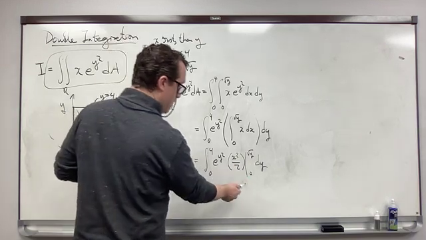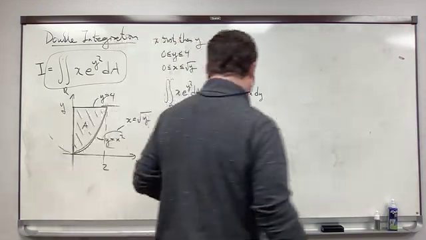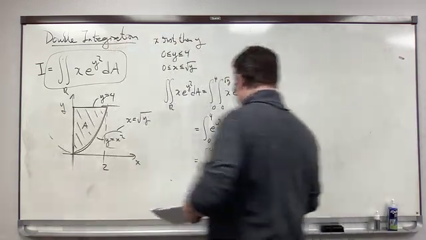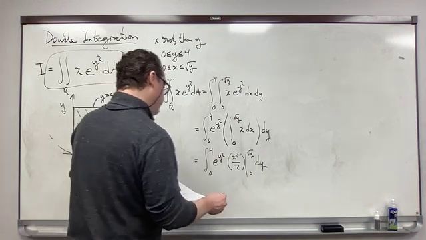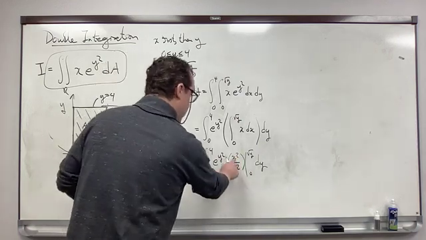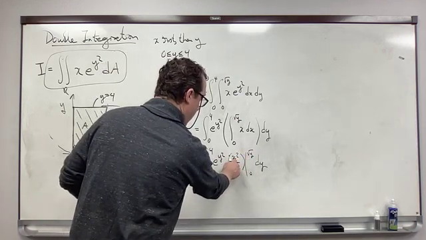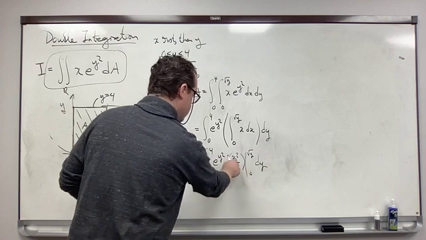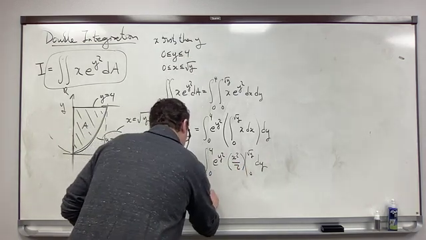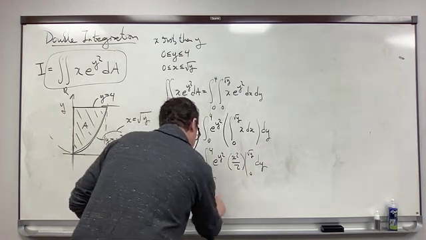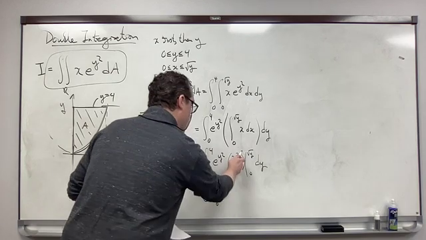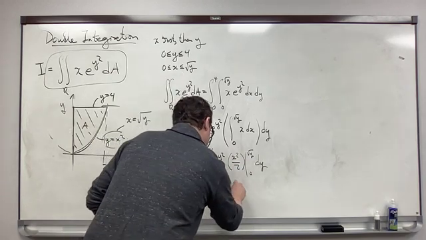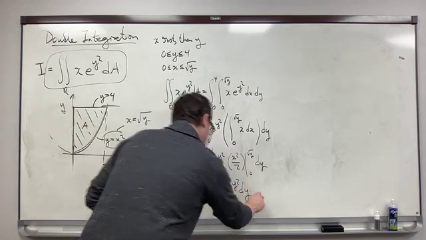We do everything like before, but now our limits are functions of y in general. Here, x squared root y becomes y over 2, and 0, 0. So this becomes 1 over 2, taking the 1 over 2 out, integral from 0 to 4 of y e to the y squared dy.